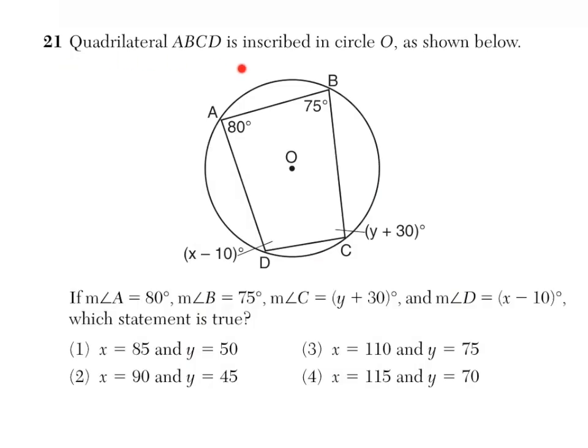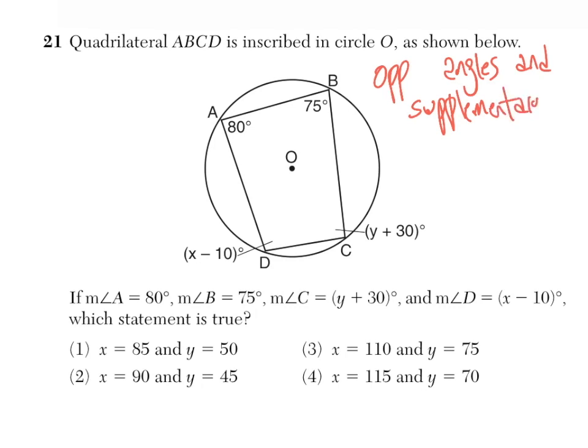Question 21. Quadrilateral ABC is inscribed inside circle O, as shown right here. And it says, which statement is true? Basically, we need to solve for x. We've got to solve for y. How do we do that? Well, whenever we have a quadrilateral inscribed inside a circle, opposite angles are what? They're supplementary. That means that they add to 180 degrees.